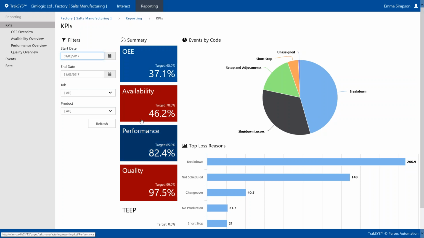The biggest contributor would be the availability. Availability in this case is too low, 46%. We have a performance of 82% and a quality component of 97%.